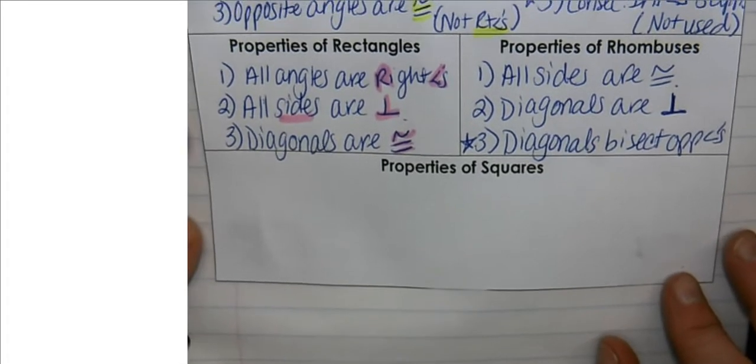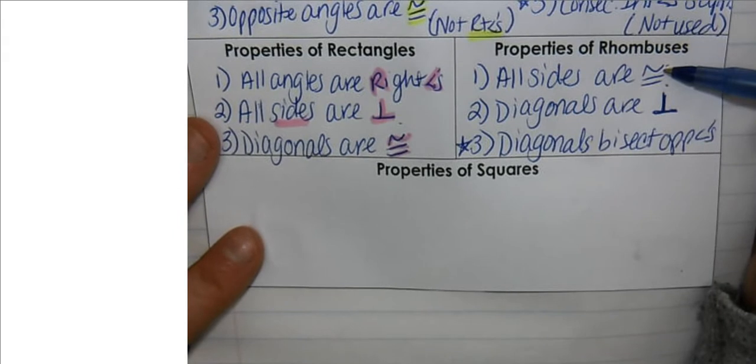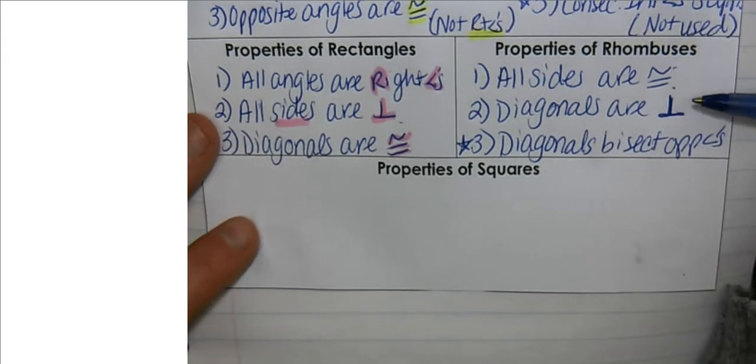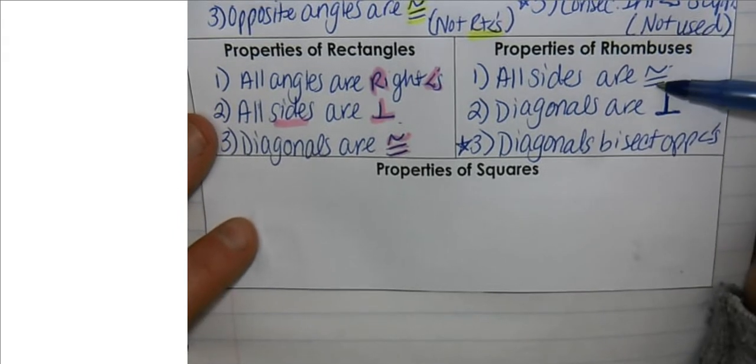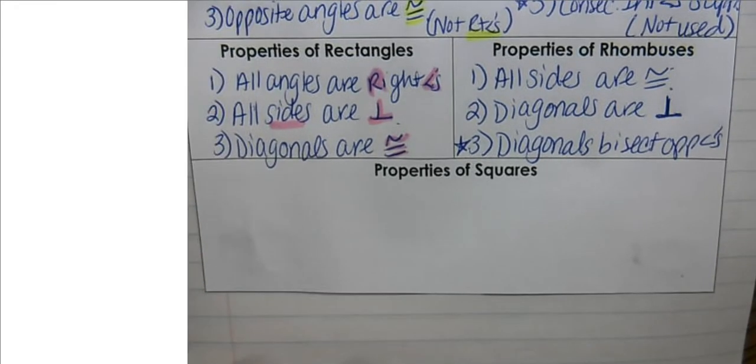Instead, what you're going to find is that simply all sides are congruent, but what I need you guys to know about rhombuses is that the angles are not going to be right angles. So I want you guys just to be aware of that.